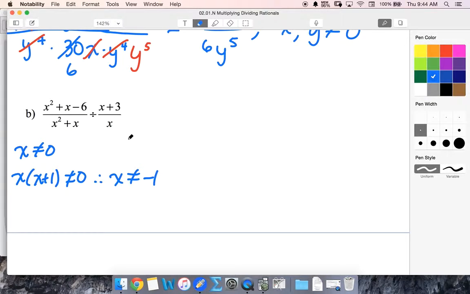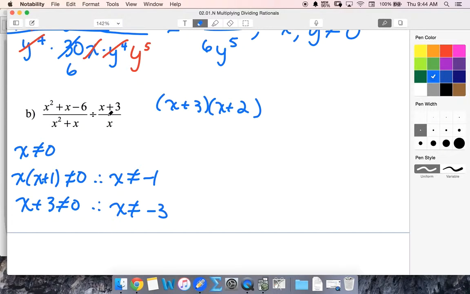Since I'm dividing by this whole thing, it cannot be 0, which means x plus 3 also cannot be 0. So x cannot be -3. All right, I'm going to flip this over. I'm also going to factor. So this one factors into x plus 3, x plus 2. When I flip it over, I've got x in the bottom. Again, we know this factors x times x plus 1. I flipped it over, so I also have x plus 3 on the bottom.